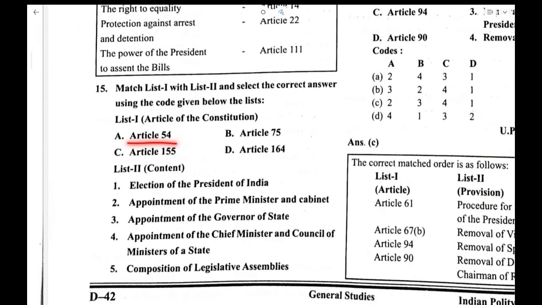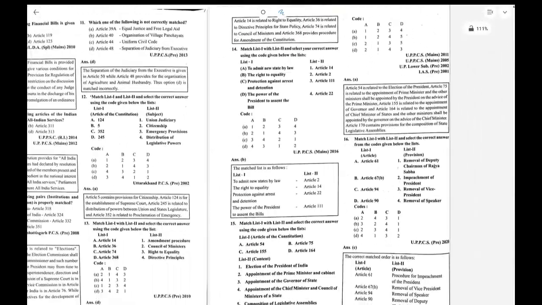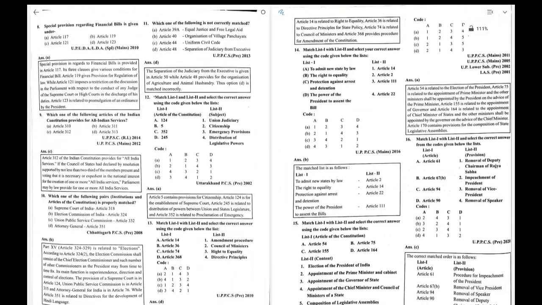Now article 54, 75, 155 and 164. Let's see it. Article 54 mentions the election of the president. Article 75 mentions the appointment of the prime minister and cabinet. Article 155 mentions the appointment of the governor of the state, and article 164 provides for the appointment of the chief minister and council of ministers of the state. So the correct answer here is A.